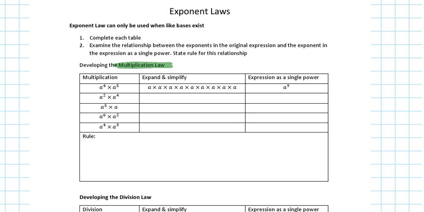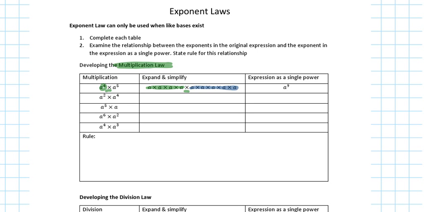So this represents a to the power of 4, times a to the power of 5, which is a times a times a times a, 5 times. What does that give you? When you do a times a times a times a times a times a times a times a times a, how many a's do I have there? 9 a's. So that's a to the power of 9. Okay? So this is the expanded form, and this is the expression as a single power.